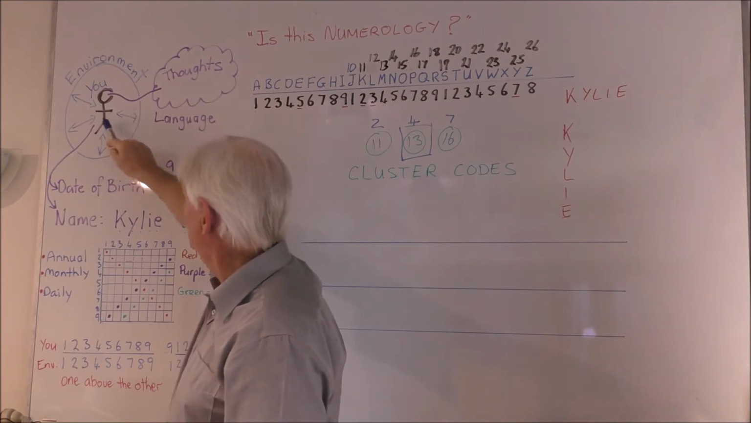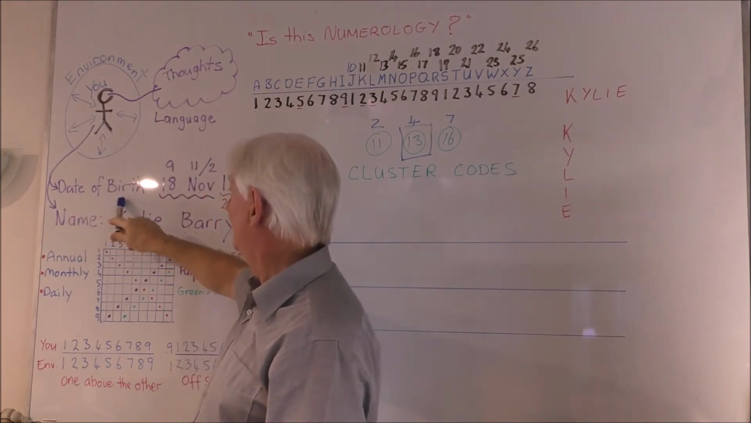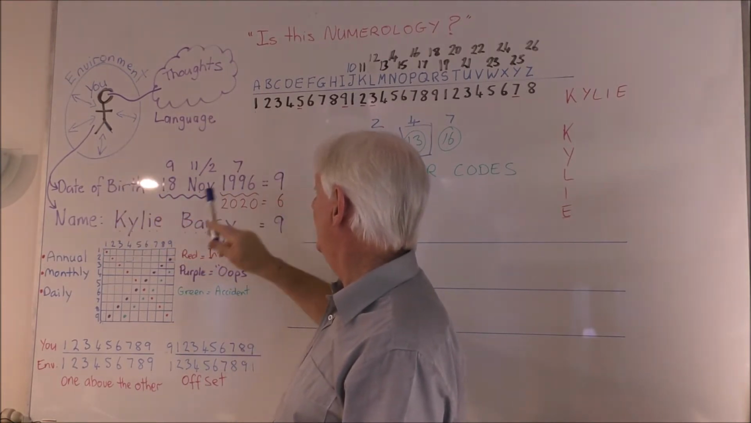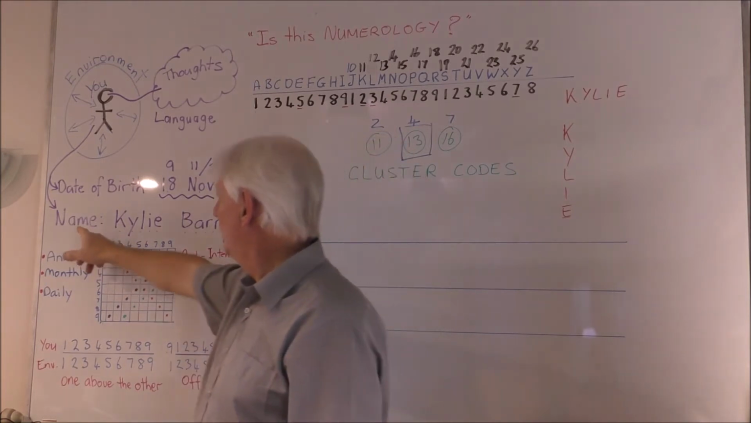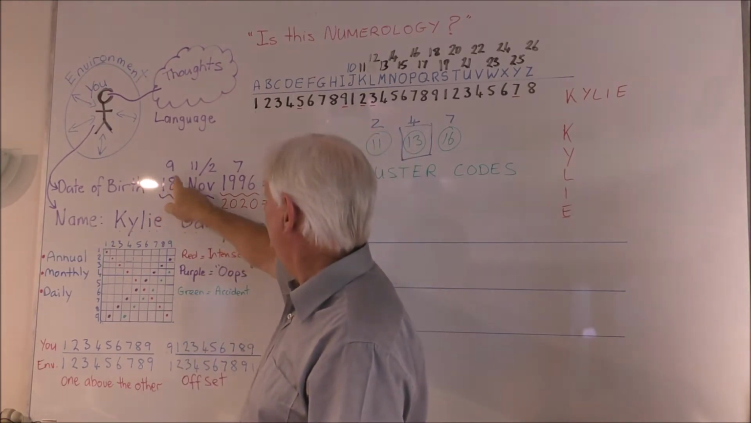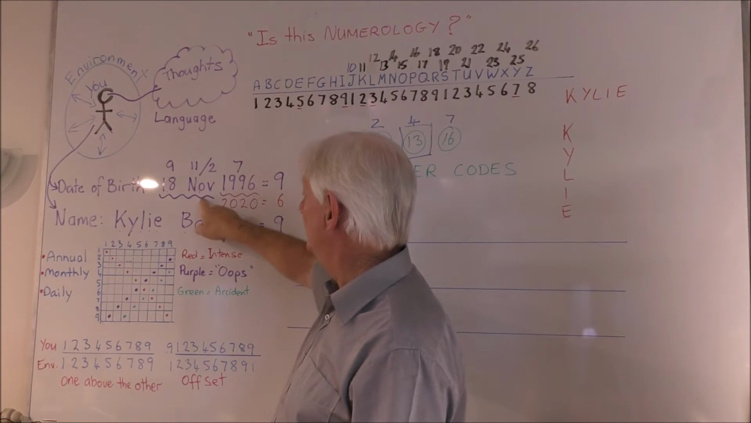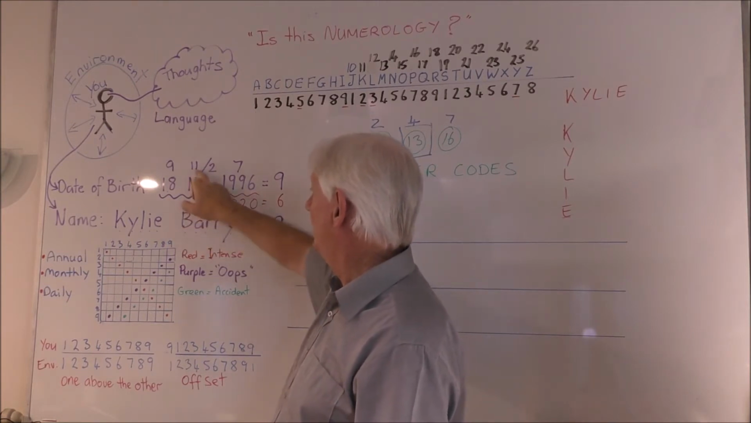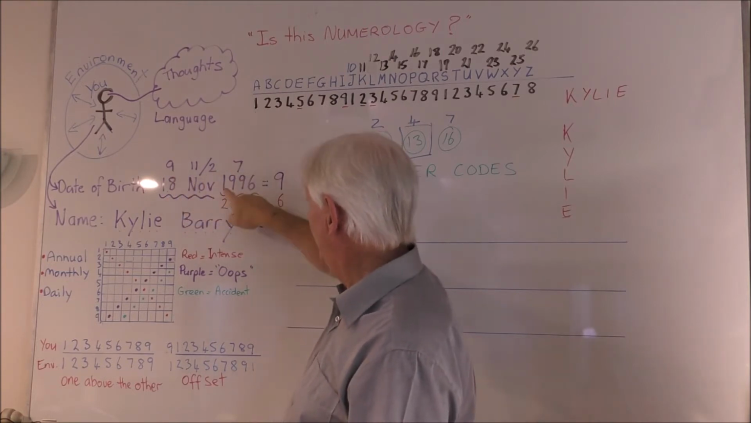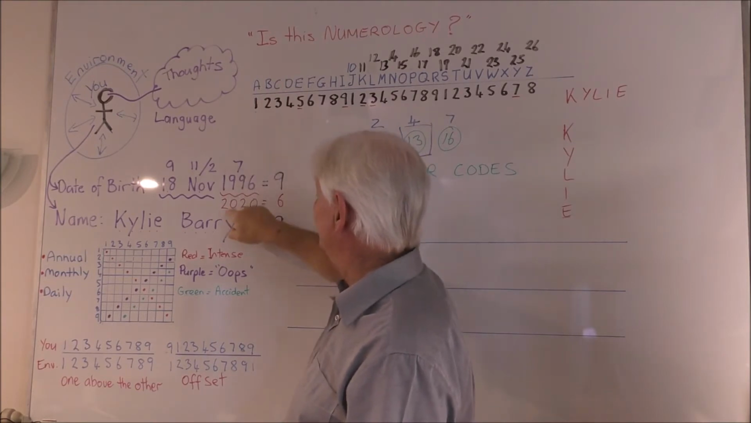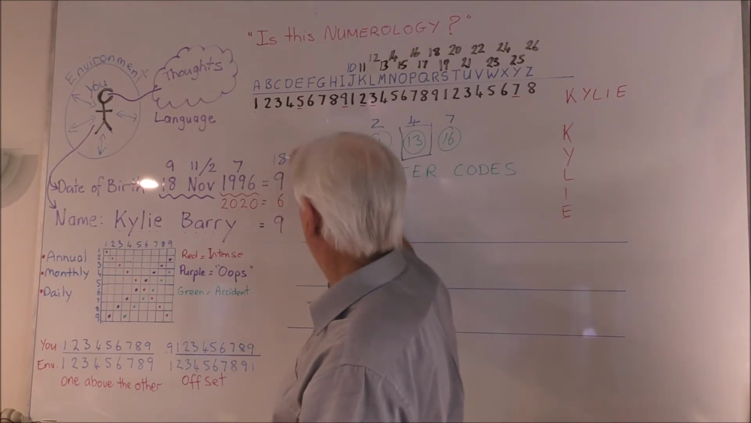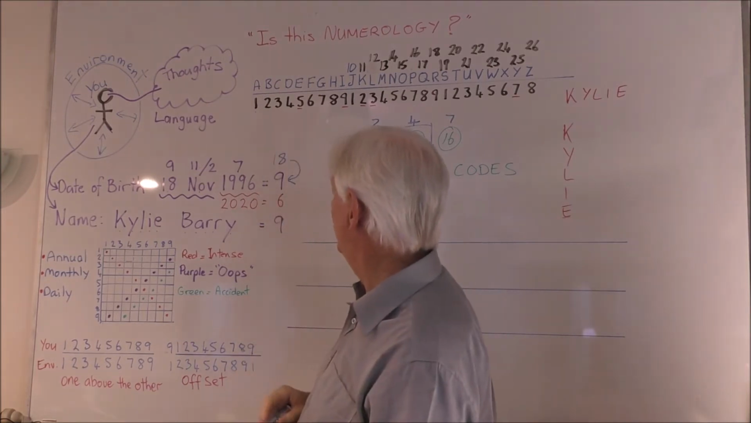Now down here, this person born has a date of birth. In this instance, this person was born on the 18th of November 1996. I've called this person Kylie Barry, just purely two names. Now, if you add 1 and 8 together, you'll get 9. If you add the two numbers in November, which is the 11th month of the year, 1 plus 1 equals 2. And if you add the whole lot up, 9 plus 2 is 11, and 1996 adds up to a 7. And if you add those all together, you'll get the number 18. And 1 plus 8 equals 9. And that's how that particular part comes together.